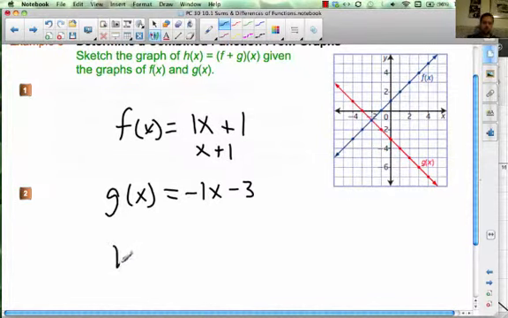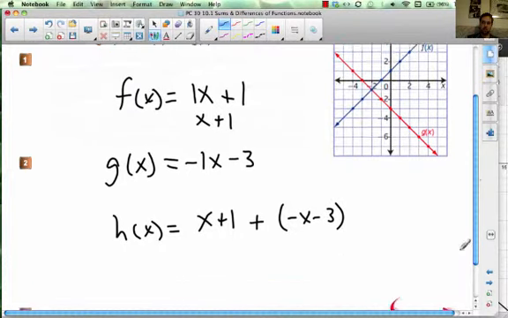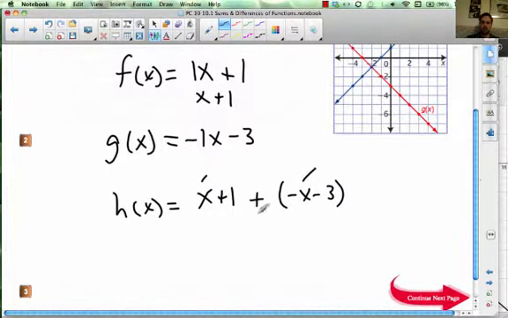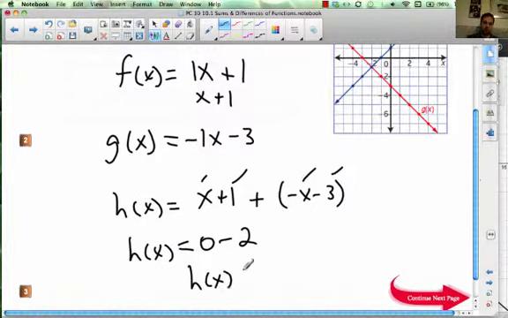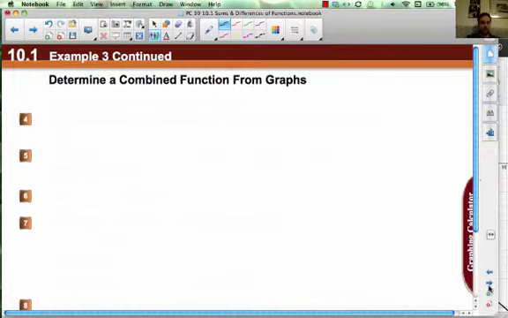Now, what we're doing to find our h of x is the sum of these two. So we start off with x plus 1, and we add -x minus 3. So x minus x is just 0, and then we have 1 minus 3 equals -2. So there you go, and just as we found with our other method, h of x is a horizontal line at y equals -2.